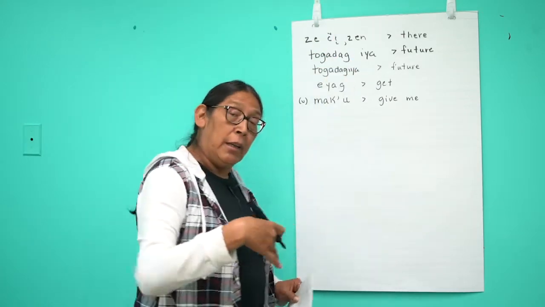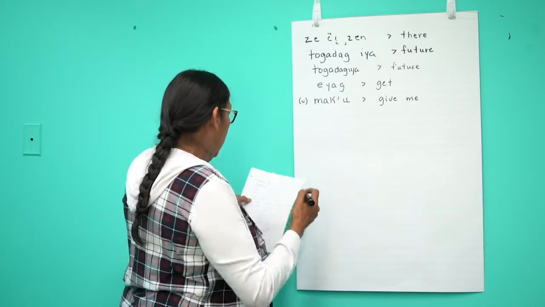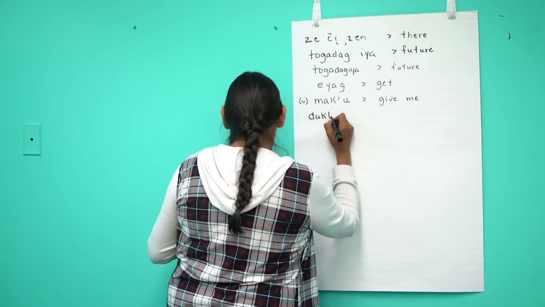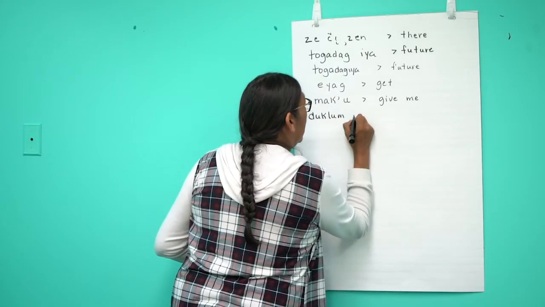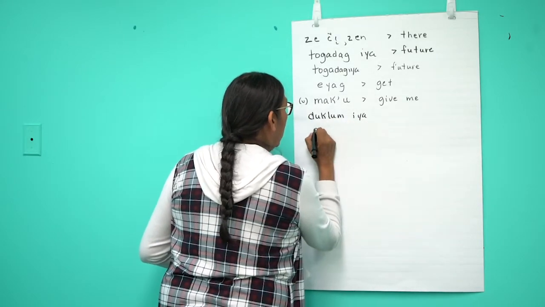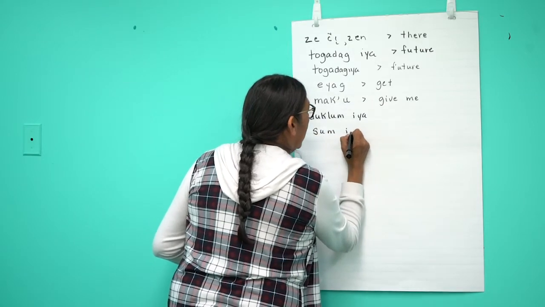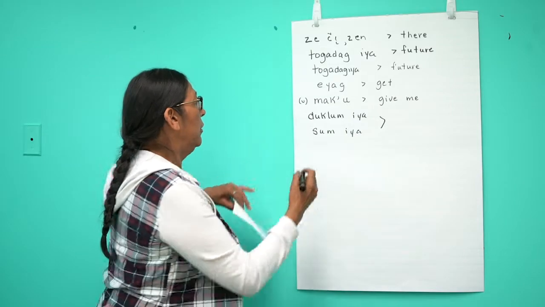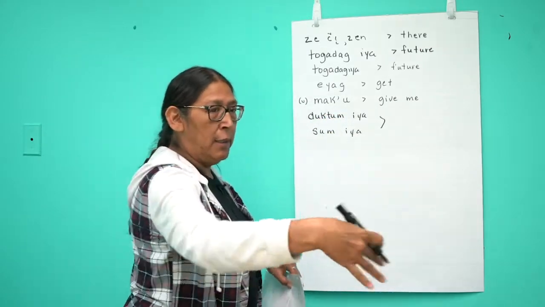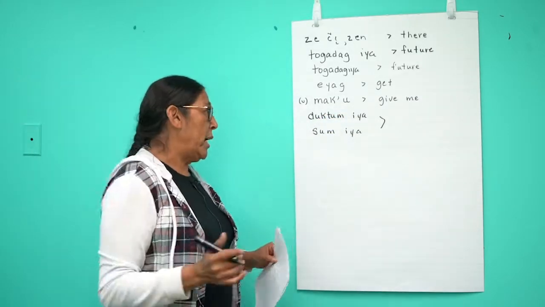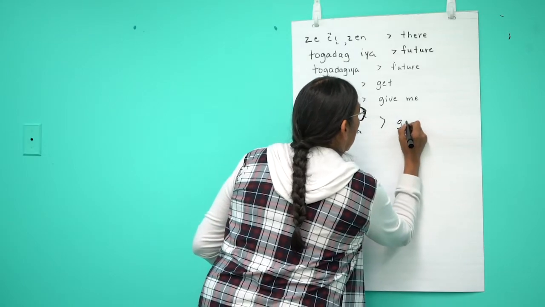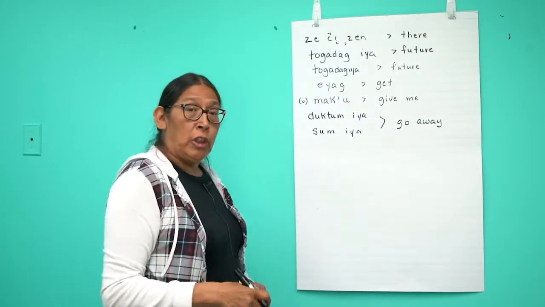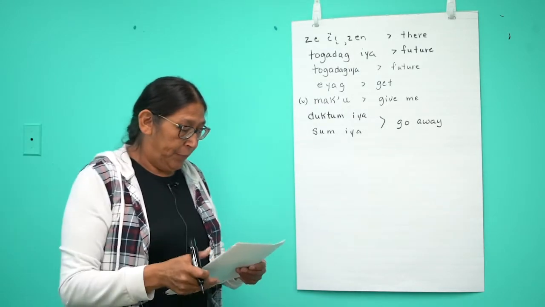Dukdam'ia, sam'ia. Dukdam'ia. Remember, my mom used to tell me this all the time. Dukdam'ia or sam'ia. If you remember, ia means to go. So, Dukdam, go someplace else. Go away. Dukdam'ia or sam'ia.